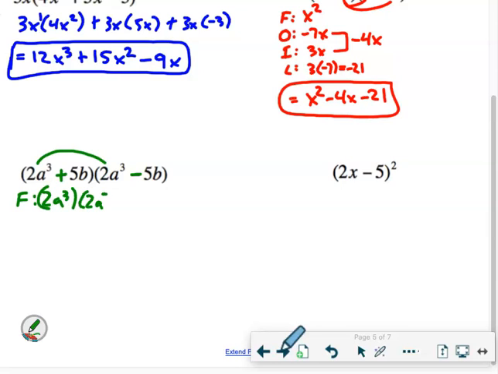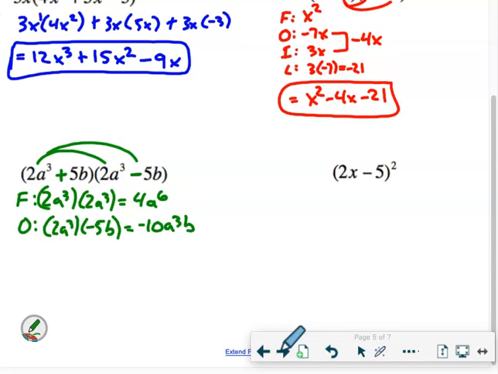Okay. What that would give us is 2 times 2, which is 4, a to the third times a to the third, which is a to the sixth. Outsides would be 2a to the third times negative 5b. There's not going to be a lot that we can do right there. We can do the negative 10, and then we can just do a to the third b.